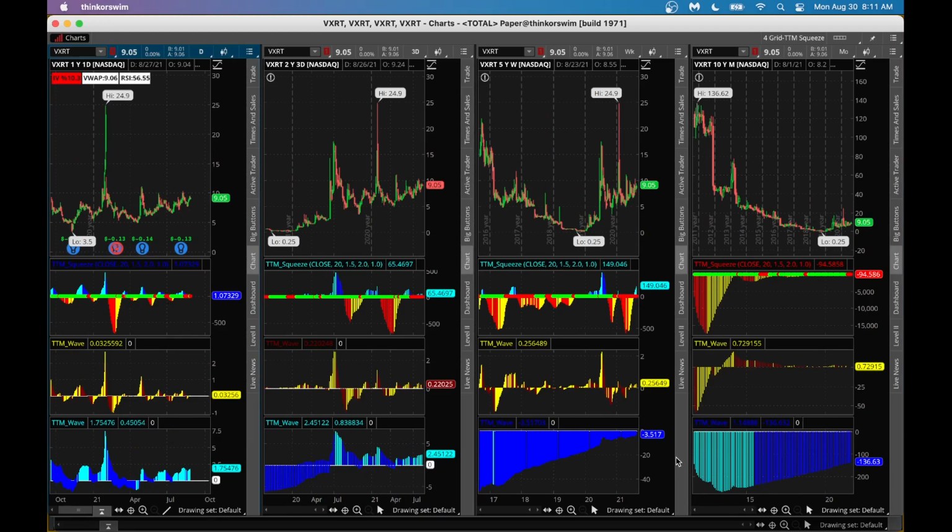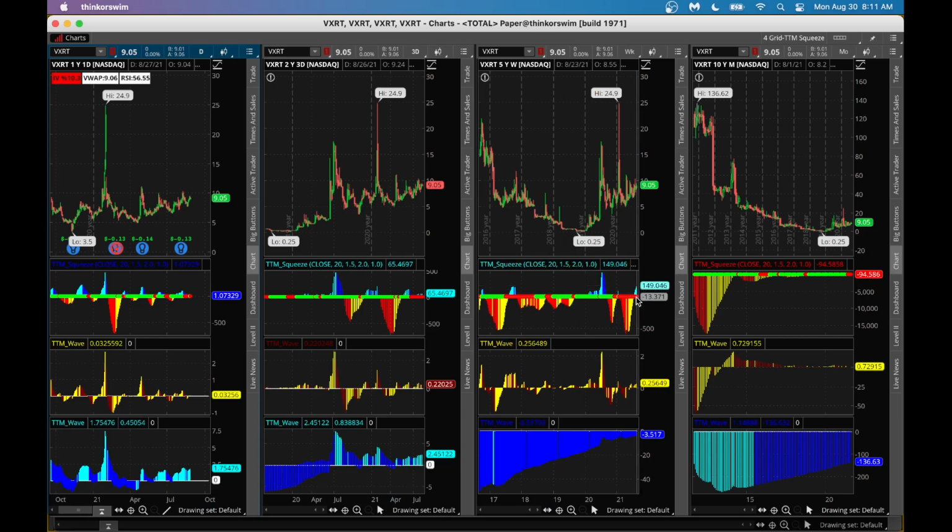From a TTM squeeze perspective, we got a red dot in a one-day chart. When that happened, we got the longer term C wave above zero. The shorter term A wave is barely above zero. And there's a squeeze forming in a 3-day chart here. When that happened, the longer term C wave is above zero. Coast is clear. And we've got the weekly chart.